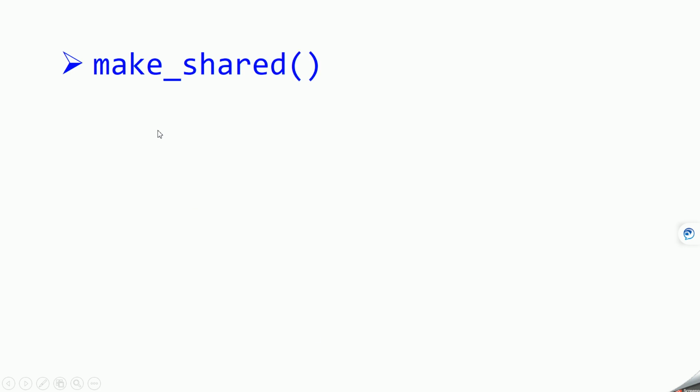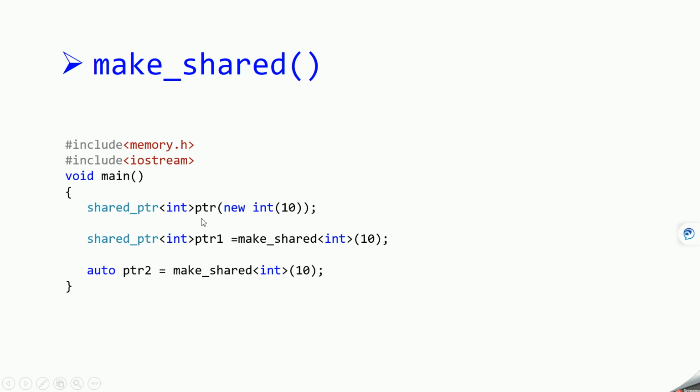So now let's see a make shared function that helps us to create a smart pointer, that is a shared smart pointer. Okay, so earlier we saw we can create a smart pointer using shared pointer this way. So now with the help of this make shared function we can create a pointer like this, a shared pointer int and ptr1 equal to make shared.